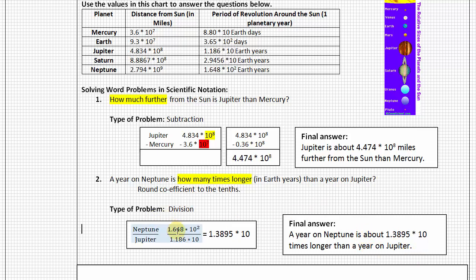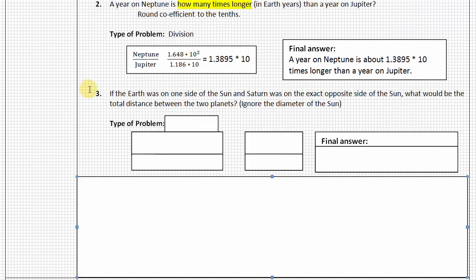Let's go ahead and try our third problem. For number 3, we're saying if the Earth was on one side of the Sun and Saturn was on the exact opposite side of the Sun, what would be the total distance between the two planets? For this problem, because we do not have this information, and to keep it a little more simple, we're going to ignore the diameter of the Sun to determine the distance between the two.